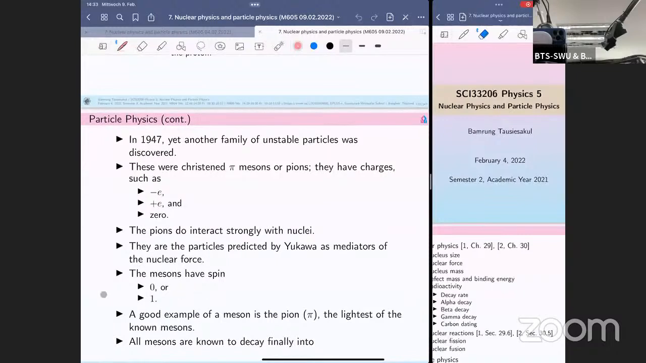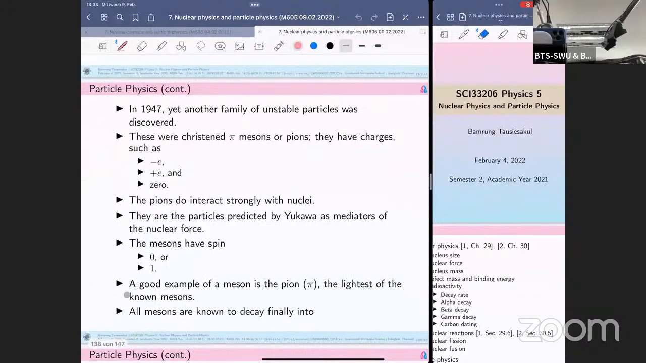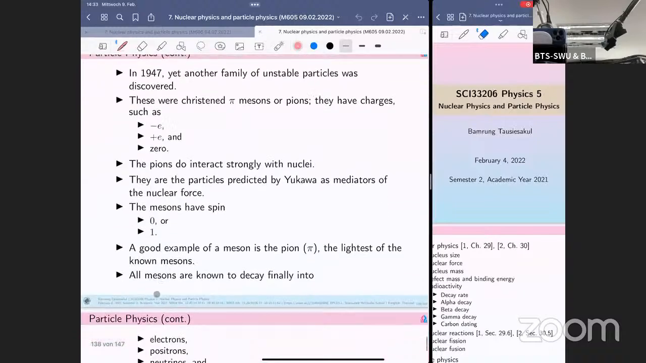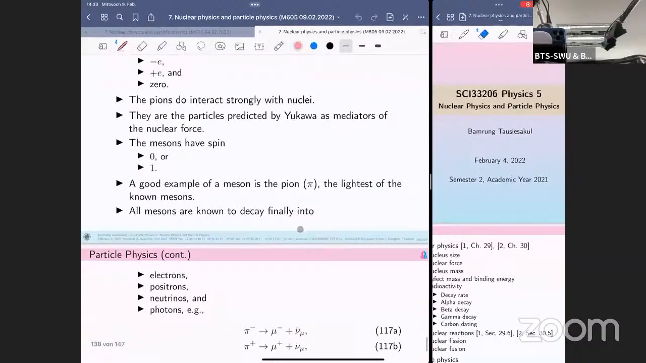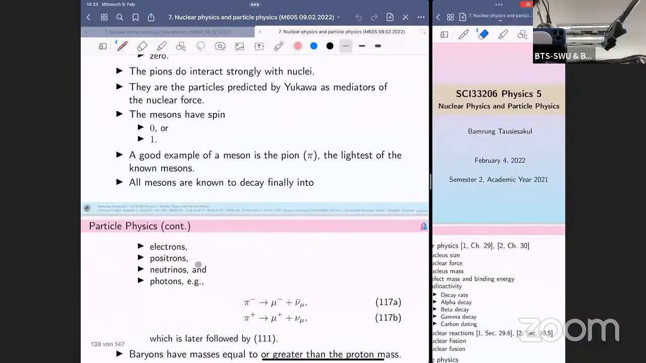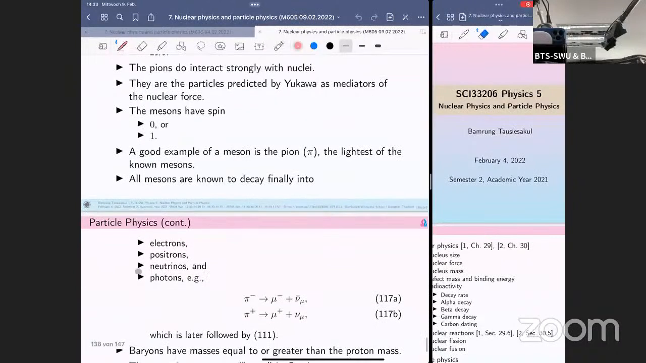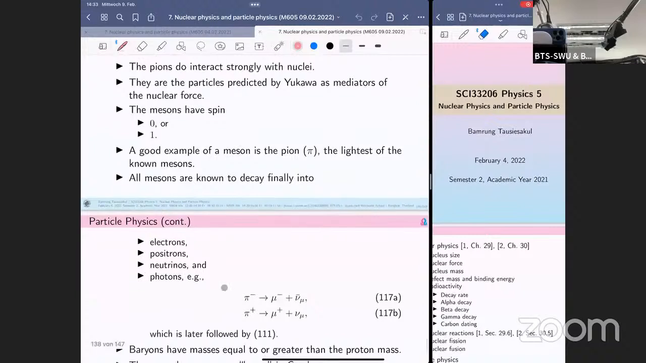The meson has spin 0 or 1. Okay, it's an integer or 0. And a good example of meson is the pion, the lightest of the known mesons. All mesons are known to decay finally into electrons, protons, neutrinos and photons.